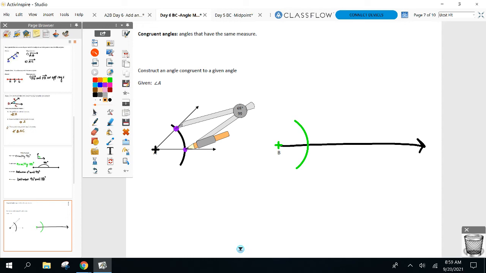Come back over to your ray. Now here's the part you've got to remember. I measured the distance between the intersection points. You do not put it back on point B. You put it back on where your arc intersected your ray. That's where you want to put your compass point, and make an arc that intersects your first one. It doesn't matter if it's below or above your ray. If you can't get them to intersect, that's fine, you didn't do it wrong. Go back and make the first one longer so they will intersect.